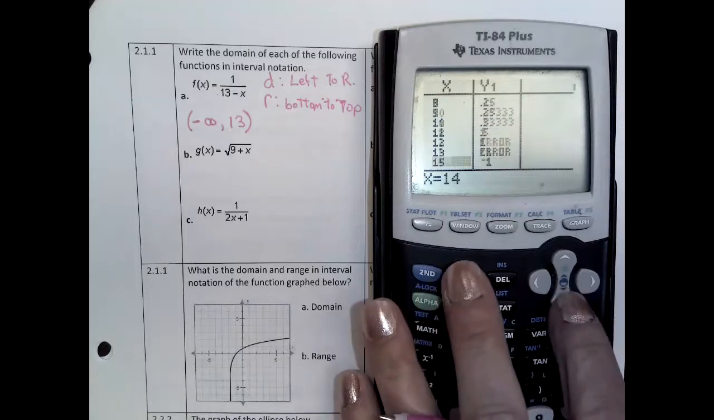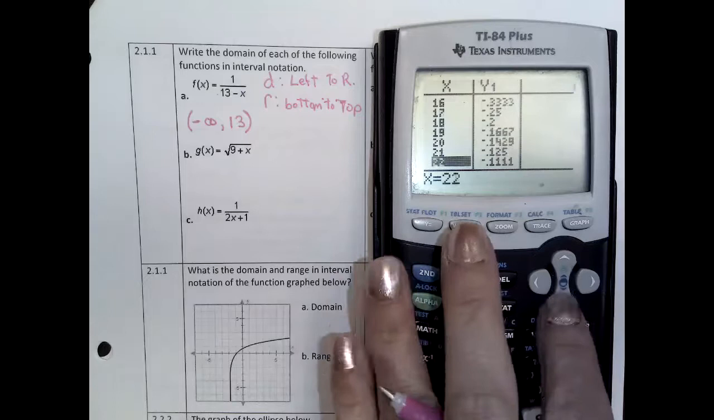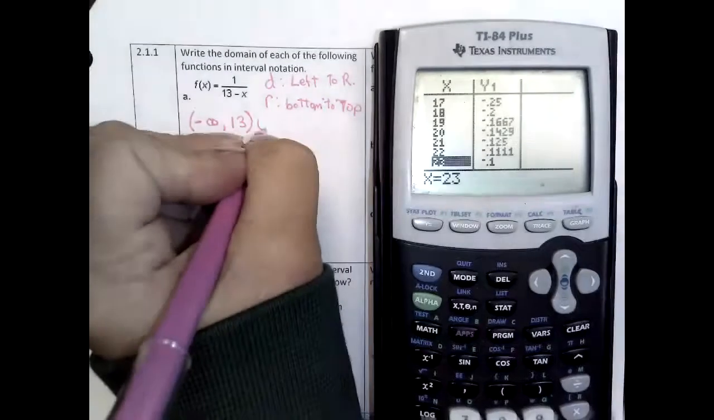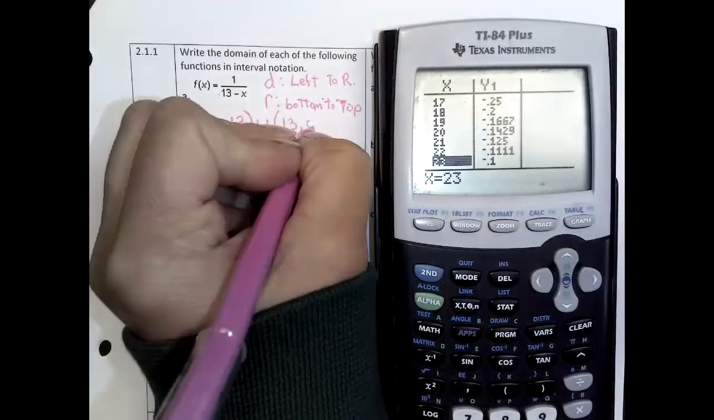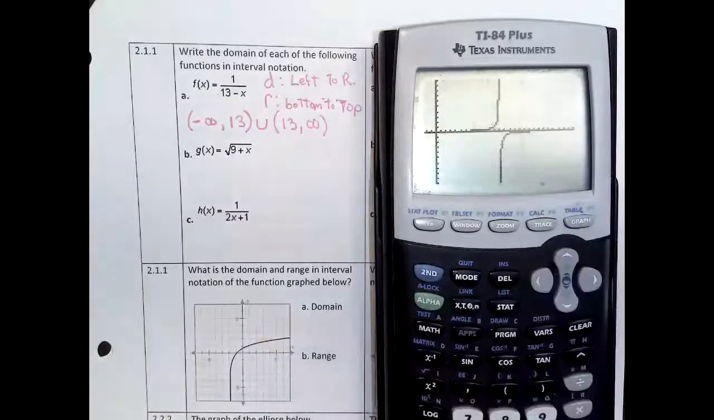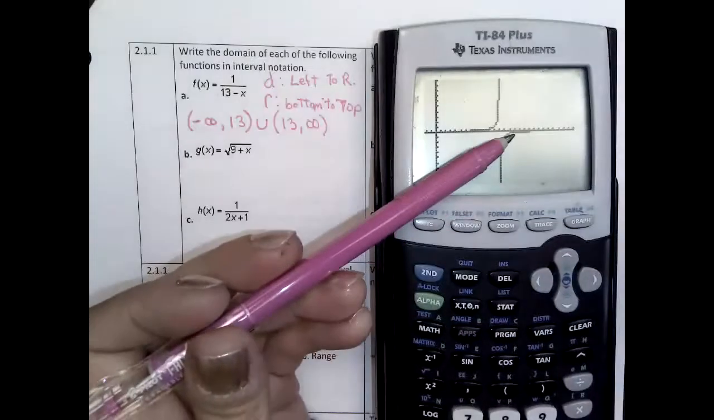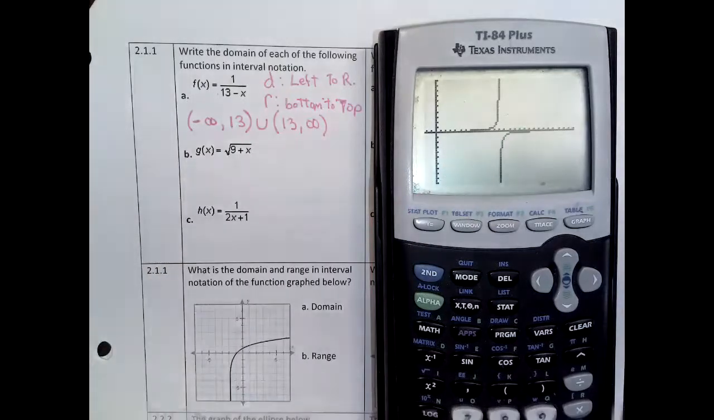But then if we continue going up, we see that it gets some numbers again. So now we can say this thing starts at 13 and continues on to the right for infinity. And if you look at the graph, you can see that. It starts again here at 13 and it goes to the right and gets closer and closer to that zero sign. So we're going to have to use our tools. We're going to have to use our calculator.